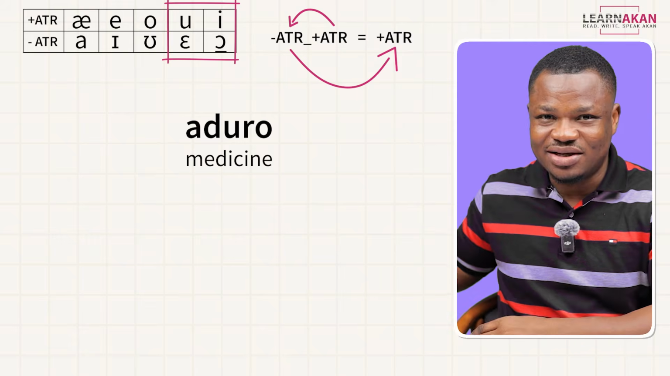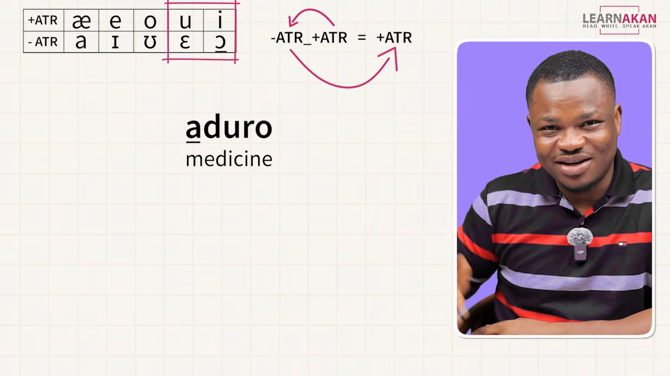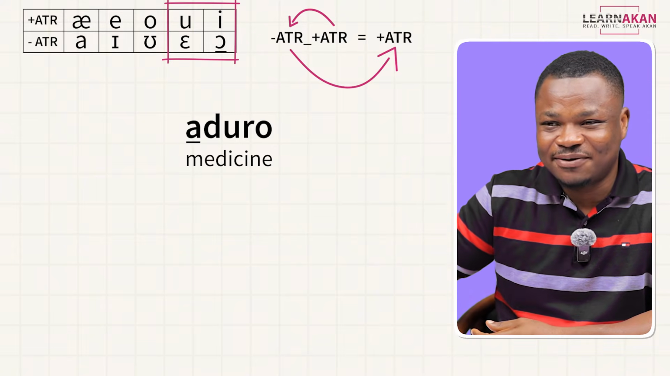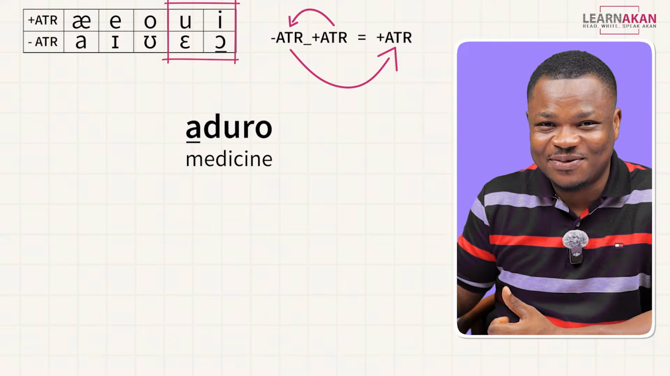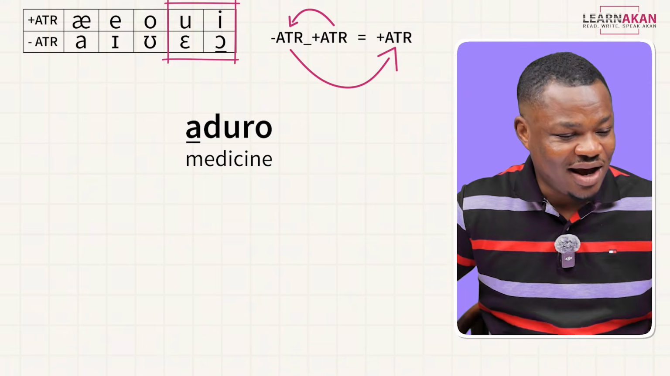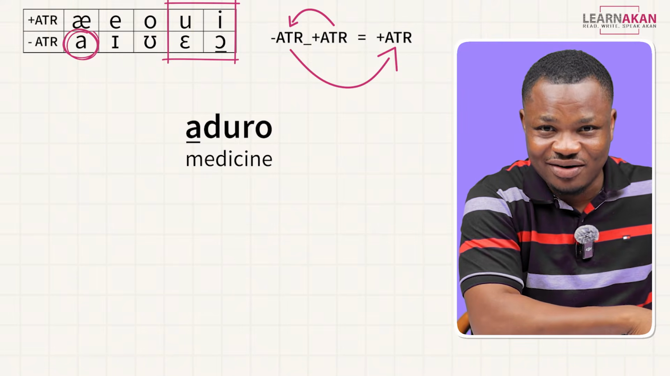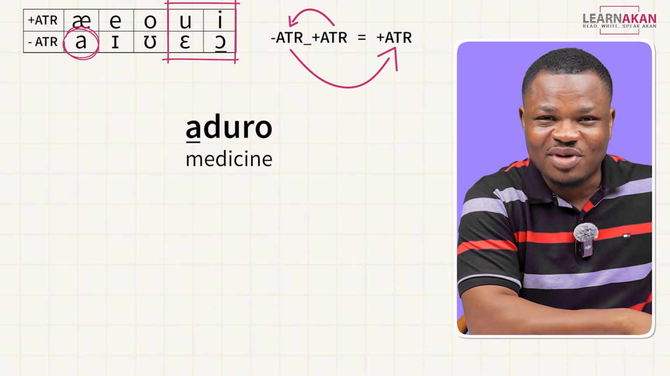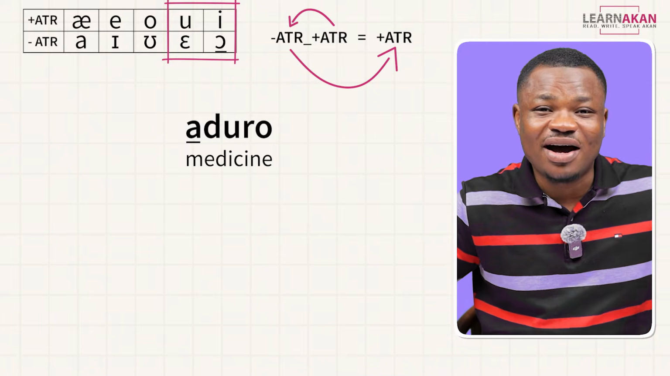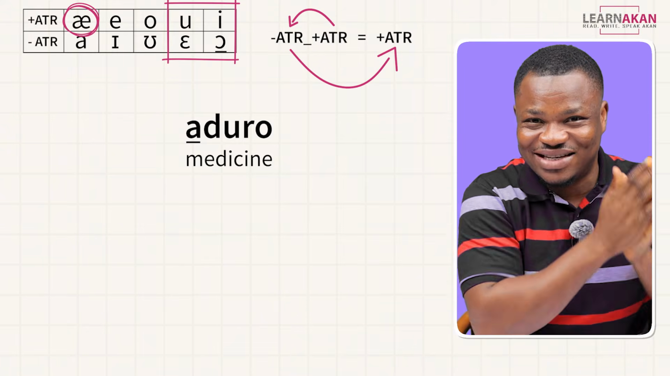So we have this. Now we have A in front, right? The vowel A in front. And we need to determine how to pronounce this. So you check the next vowel. If that next vowel is a minus ATR sound, then the A will be pronounced as the minus ATR version, which is A, right? The regular A. But if it's plus ATR, then the vowel A will be pronounced differently, because that is plus ATR.